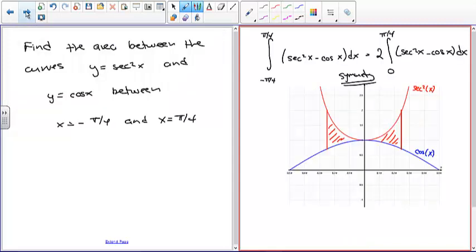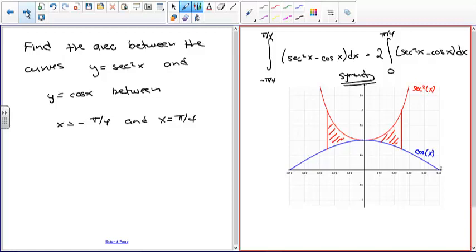So I plotted it out like this, and the red curve is the secant squared of x, and the blue curve is the cosine of x. What they're looking for is the area between the two curves between negative pi over 4 and positive pi over 4. From that we know the secant squared is the larger of the two during the entire domain. So I could write the integral from negative pi over 4 to positive pi over 4 of secant squared, which is the one on top, minus cosine of x, which is the one on the bottom.